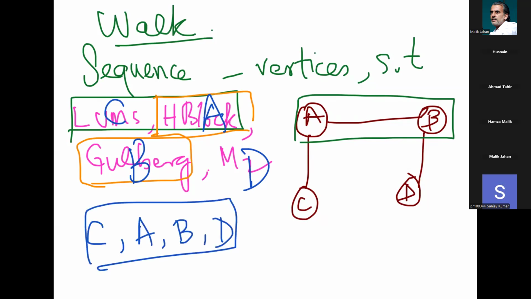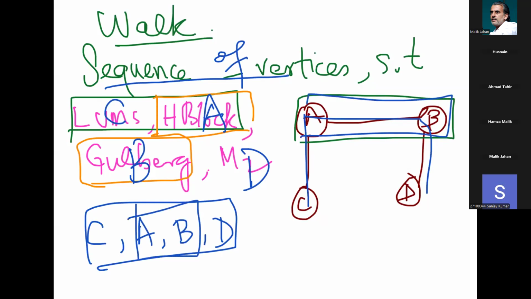Focus on the definition of walk. This is a sequence of vertices. C, A, B, D is a sequence of vertices. Why was I able to walk over that sequence? Because every pair was adjacent to each other. There was a road between them. BD have a road between them. CA have a road between them. So that sequence matters, right? So the sequence of locations which will take me on that walk has the same meaning as in the context of graphs.